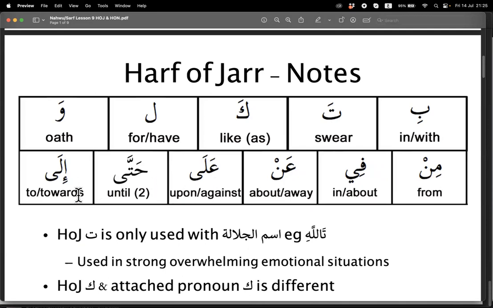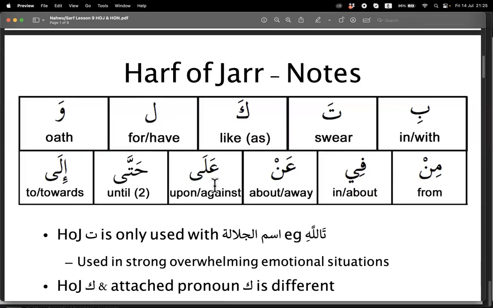Of course, we have definitions here, but these are just general definitions, maybe we can say the default meaning of the word. But sometimes when it comes with some words, you might see it translated as something else. For example, sometimes you can translate ala as against, and maybe translate bi as with, depending on what it is used with.